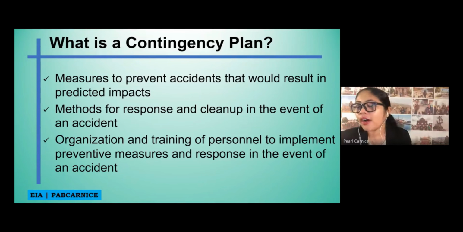Actually, okay. So earlier that was just an intro, and then these are the explanations of the different plans. All right. So contingency plan: measures to prevent, as I said earlier, accidents that would result in predicted impacts. And as I explained to you earlier, contingency plans also cover those kinds of incidents that are not expected but are possible to happen. So the methods of response and cleanup in the event of an accident.